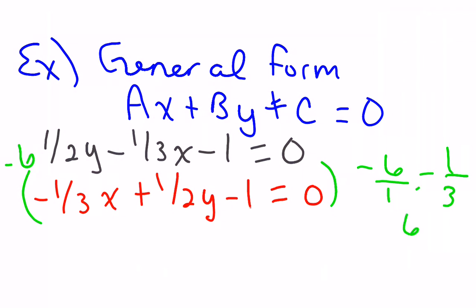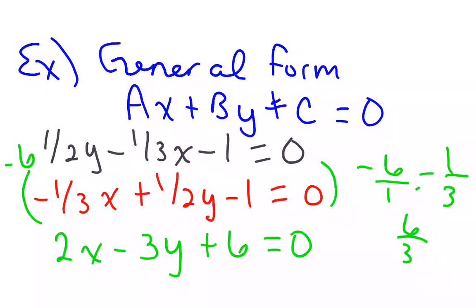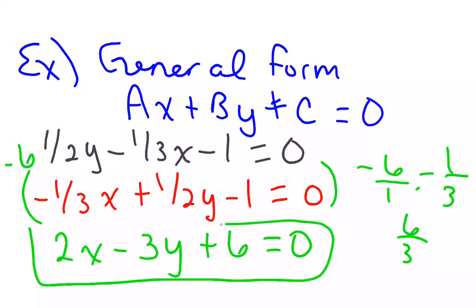So then we have +6/3. 6 divided by 3 is 2. So we'd have 2x. -6 times 1/2. Half of 6 is 3. So we'd have -3y. And then -6 times a -1 is a +6 equals 0. And now we don't have any fractions and we are good. So it just depends on what they're really asking for and how we need to go about this.